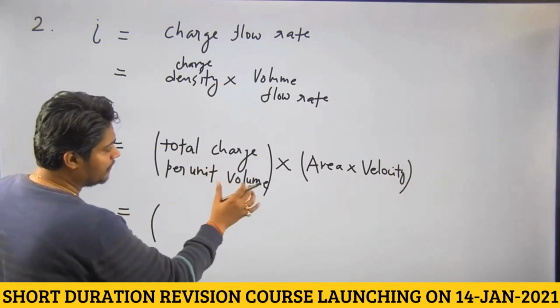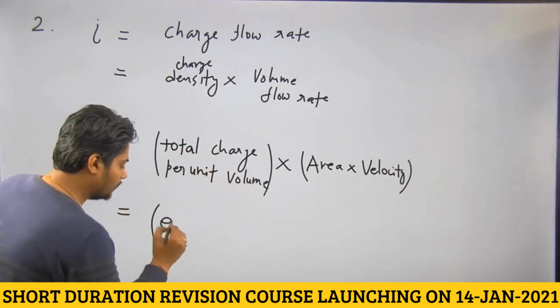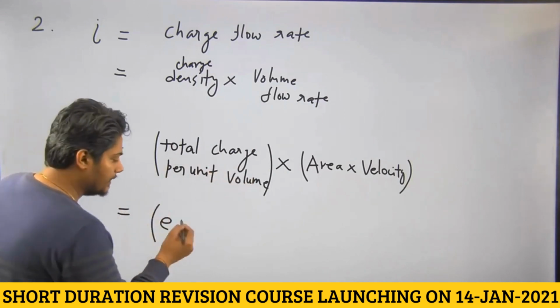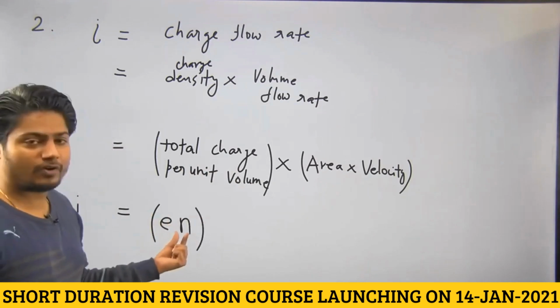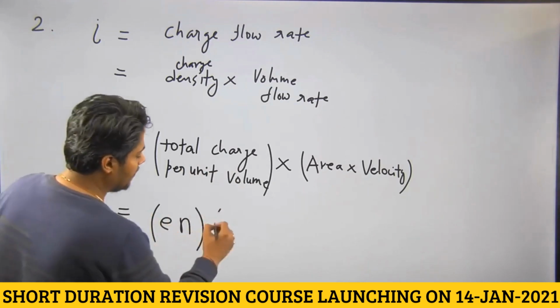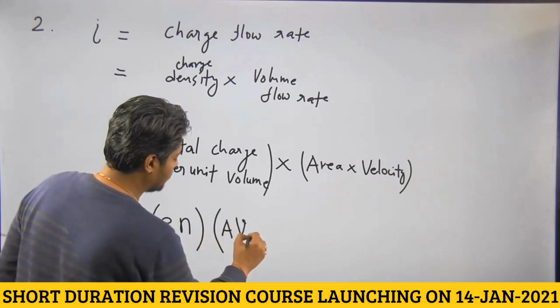What is charge per unit volume? That is the charge of one particle, electron e, into n, the number of charges per unit volume, into area times drift velocity.